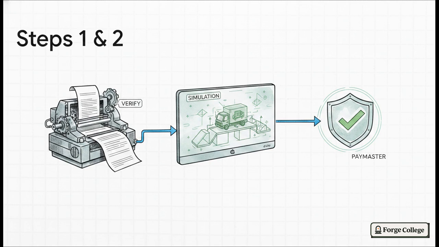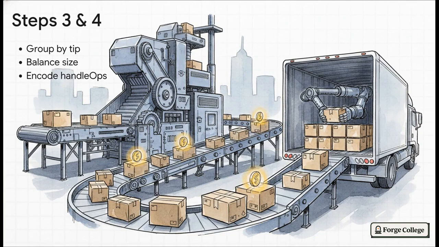But Step 2? Well, that's where the real magic happens. Simulation. The bundler essentially test drives the delivery route locally. Why? Because if the transaction crashes and burns on the actual blockchain, the bundler loses real money on gas. So this simulation estimates exact gas usage and validates any attached paymaster identity to make absolutely sure the operation is safe to execute.